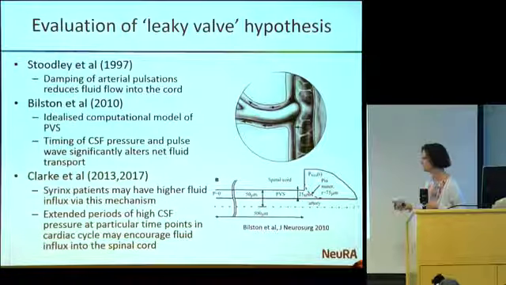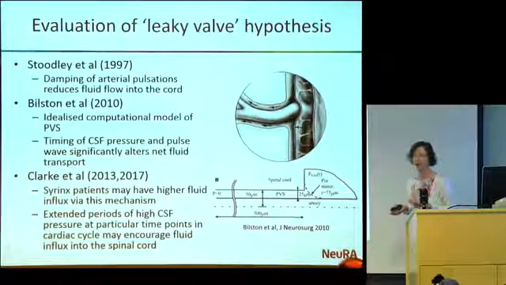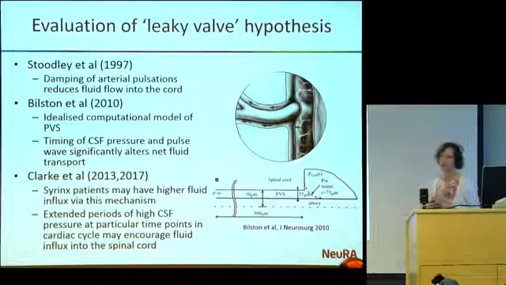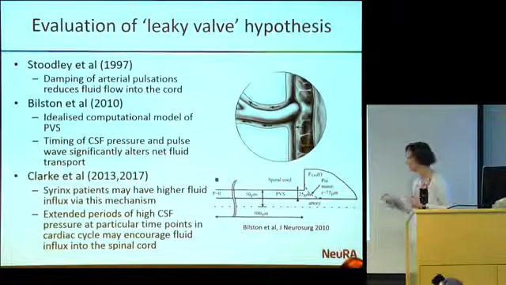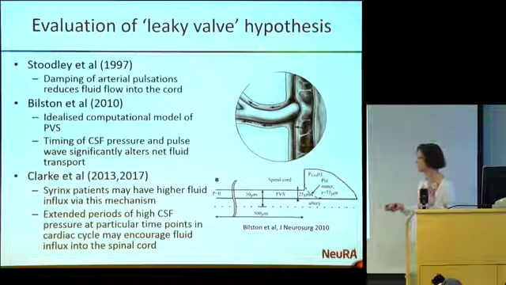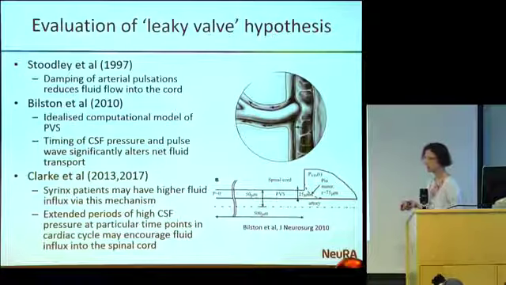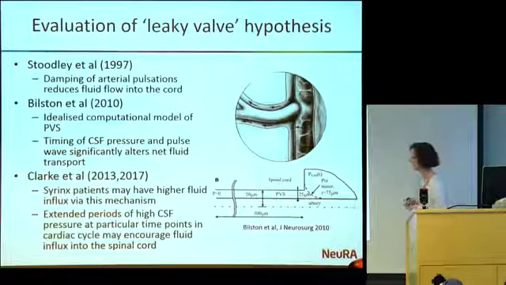And in fact, just recently we've shown, if you look at the shape of the pressure profile in the subarachnoid space that drives that, you get enhanced inflow into the cord if you have longer periods of high CSF pressure, and they occur at particular times in the cardiac cycle when the perivascular space is widest.